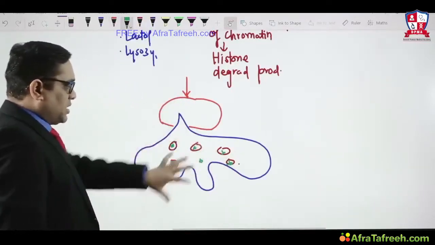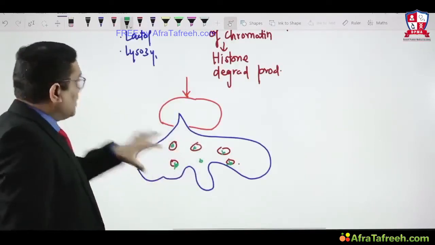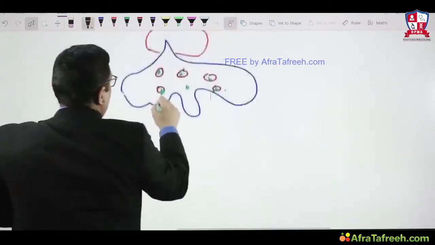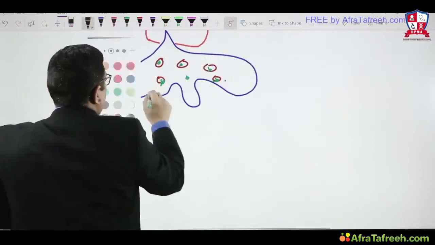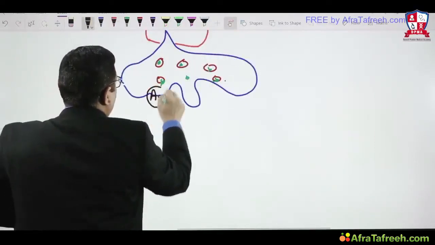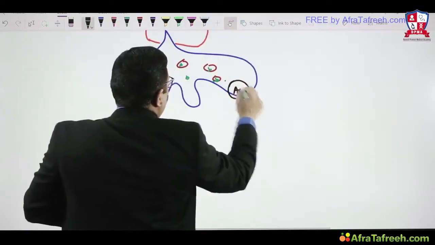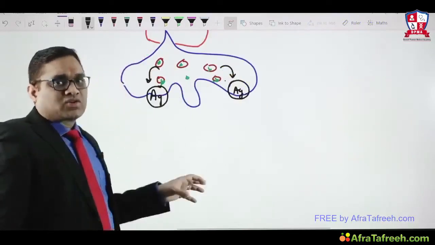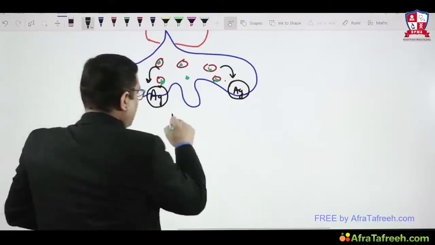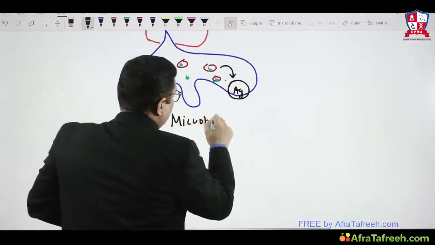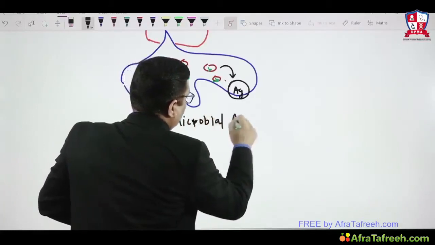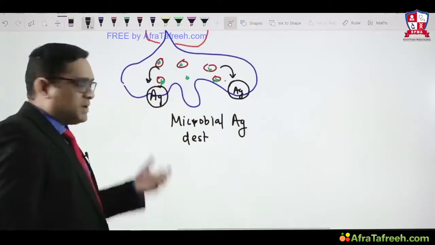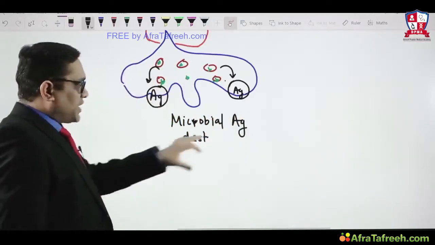So histone is sticky, lysosomal granules are present, so this will trap the antigen. This is how the antigen will be trapped. The antigen will be trapped inside this, and after that these granule components will be killing them. This is how they will be destroyed, right? So the microbial antigen will be killed, destroyed by this neutrophilic extracellular trap.